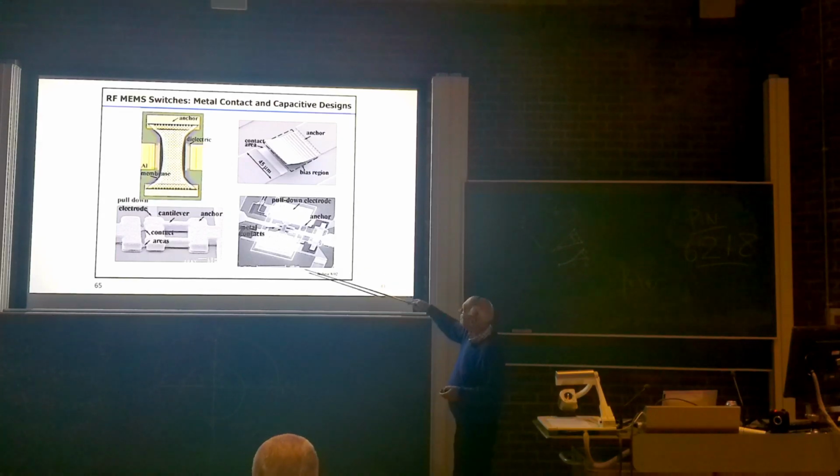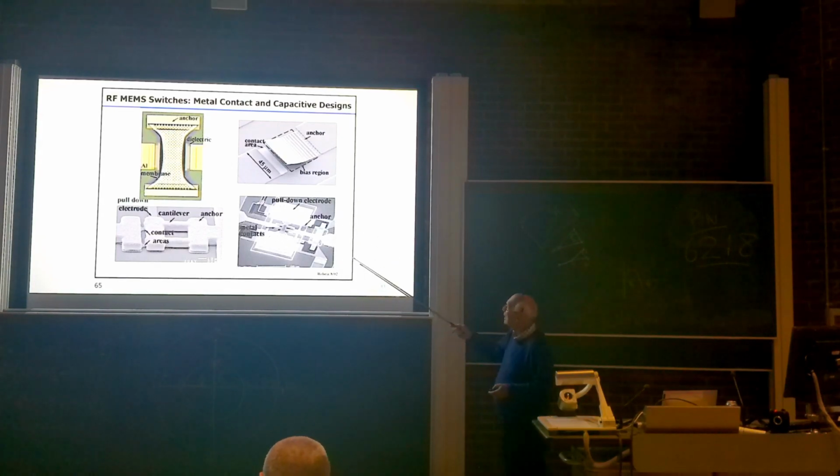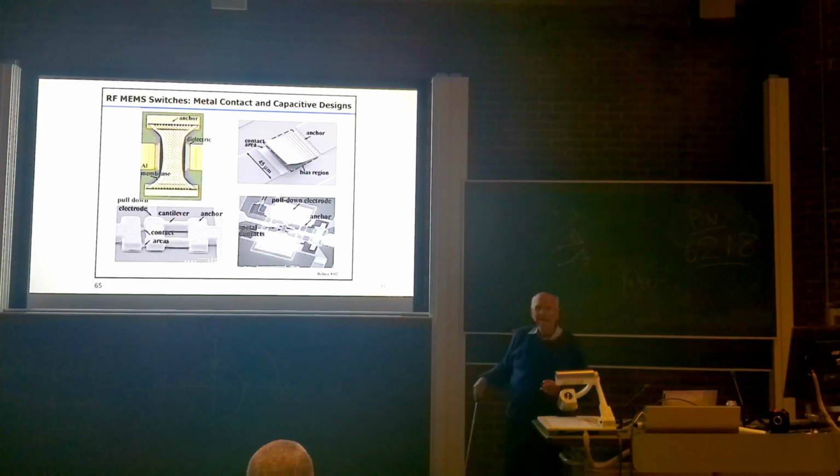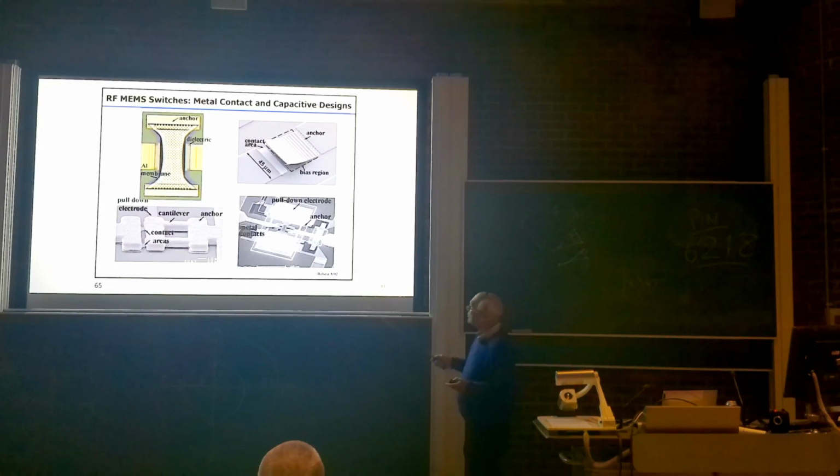And here are some pictures of the rough idea: RF MEMS switches, metal contacts and capacitor designs. They're basically controlled by a voltage. They're essentially tiny relays, but they're not controlled by current as the normal relay switches are, but they're controlled by voltage.